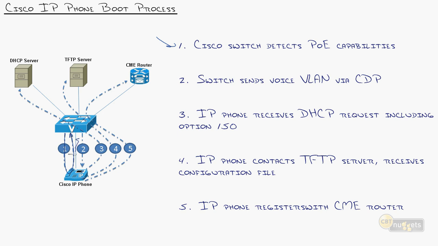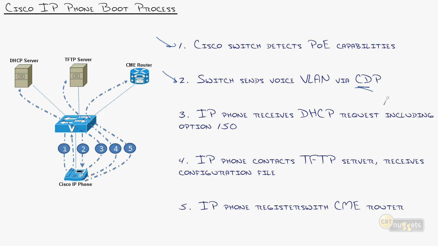So bzzz, a cable lights up in the phone. The phone goes into what I call Christmas tree mode, where you see all the lights cycling around. You see blue, green. It's going through all of its boot process. And during that time, the switch will send the voice VLAN information to the phone via CDP. Now, that's interesting.